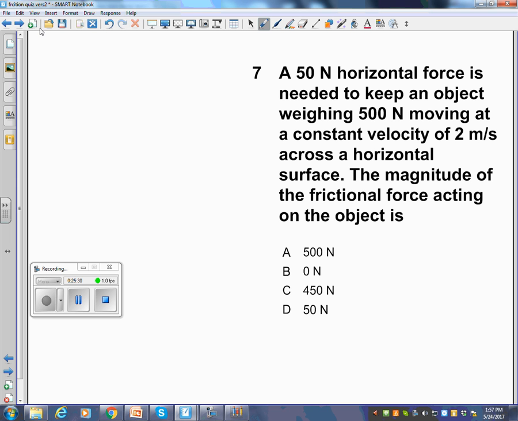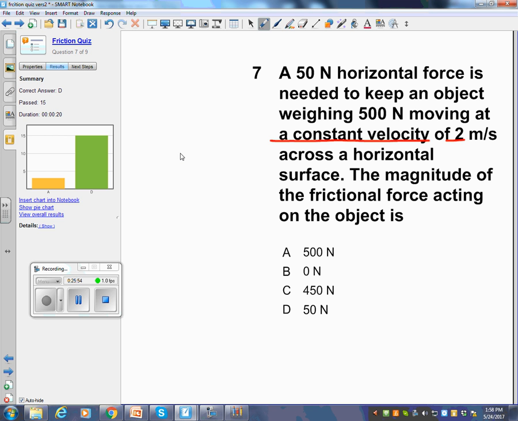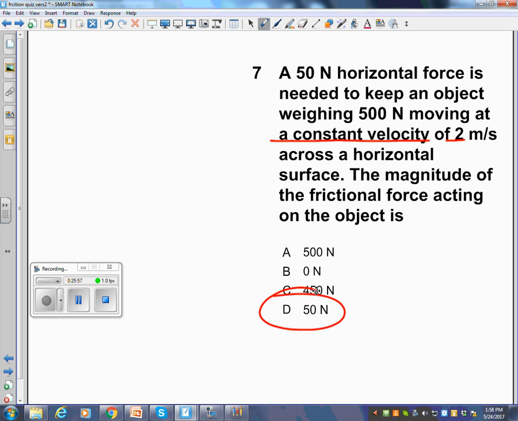Number 7, a 50 Newton horizontal force is needed to keep an object weighing 500 Newtons moving at a constant velocity. When you see that, you should underline it. What does constant velocity mean? All the forces are equal or balanced, 2 meters per second across the horizontal surface. The magnitude of the frictional force acting on the object is... Well, some of you know what the answer is. It's D. Many of you got it right. Why is it D? Because that's how much you have to push. If you have to push with 50 newtons and the velocity is constant, then the friction force is also 50.